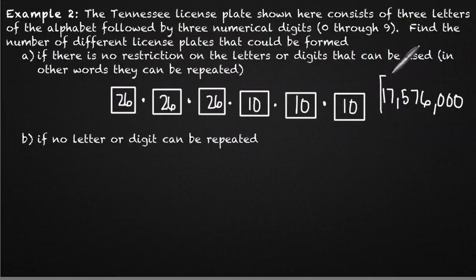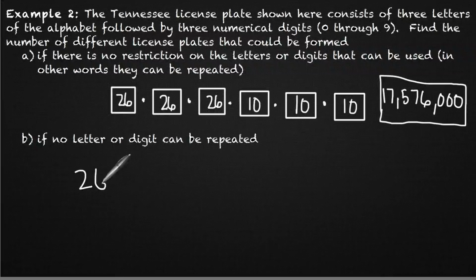That's 17,576,000 different license plates that you could make. All right, now if no digit or letter can be repeated, then that is a different scenario. Then it's going to be 26 times, now 1 letter is already gone, so you only have 25 more options. And now 2 letters are gone, and 24.